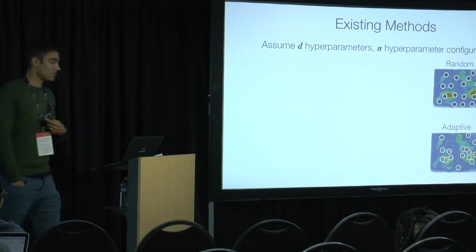Right? So these seem like reasonable approaches. To understand when they work and when they don't work, let's assume that we have a space of d hyperparameters. So in this case, this is just d equals 2. We have 2 hyperparameters. And that we have a budget to consider n hyperparameter configurations.